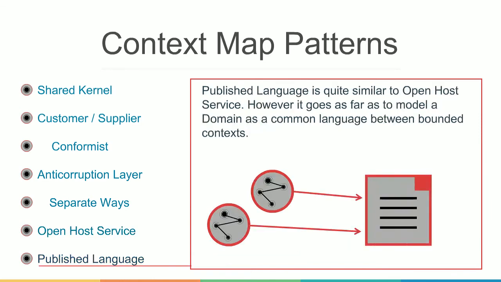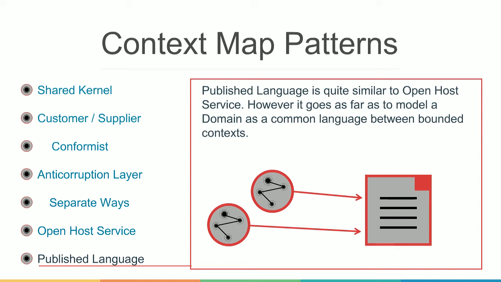And the last of those patterns is the published language. It is quite similar to the open host service, but it goes a little bit further because it doesn't foresee a real interface. It is a published language. It is a part of the ubiquitous language that is mandatory for all the contexts.